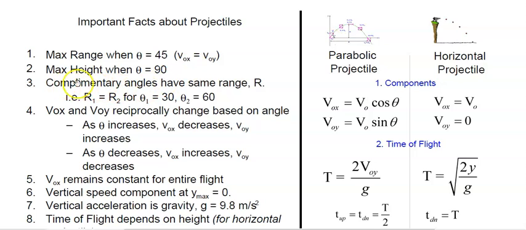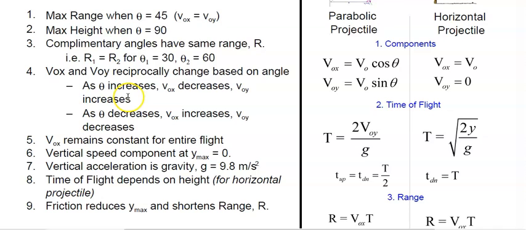Fact number 3, complementary angles have the same range. 30 degrees and 60 degrees and 20 and 70 degrees all have the same range. The higher the angle, the higher the distance to the turning point along the axis of symmetry, but they still land in the same spot. That was proved in the last video when we did a 30 and 60 degree angle comparison. Fact number 4, V0x and V0y reciprocally change based on the angle. As theta increases, the V0x decreases and the V0y increases, and the converse is also true. This is a property of sine and cosine, which you should remember. As one increases, one decreases.